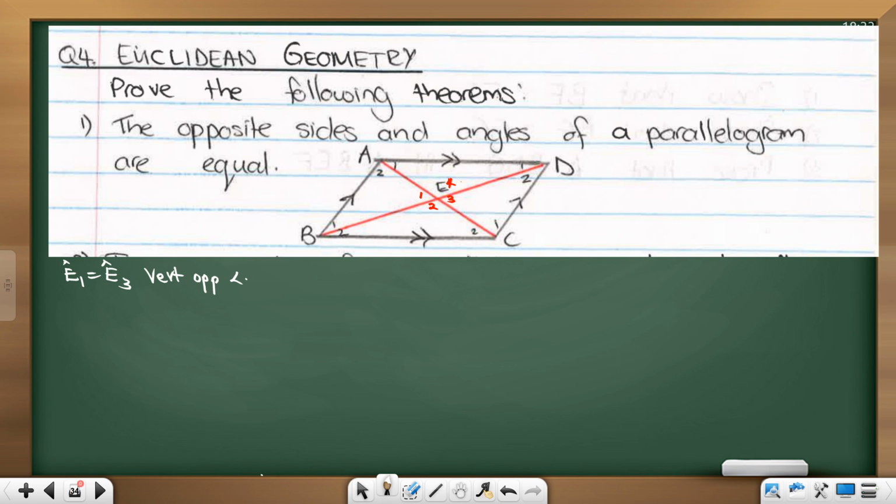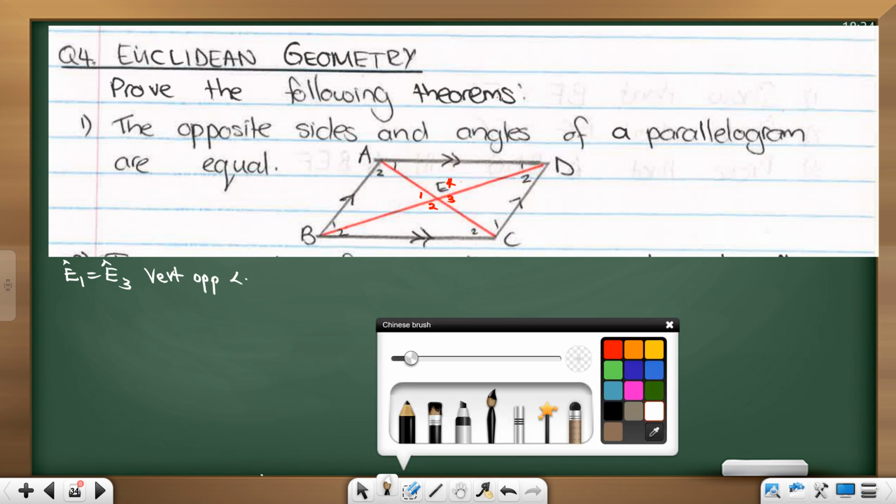Let's consider triangles. Let's say opposite sides and angles of a parallelogram are equal. All right. But that's not going to help us. We need to prove congruency. Wait, you said triangle what?